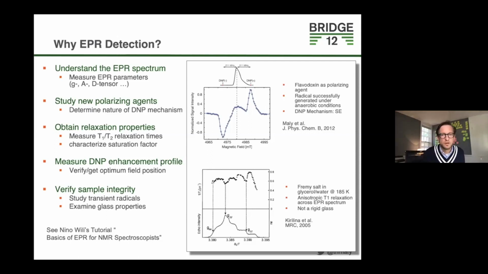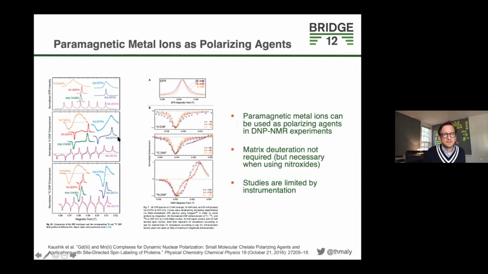And also, if you look at paramagnetic metal ions as polarizing agents, that's the work of Björn Corzilius and his lab. I mean, you see all these wonderful EPR spectra. These are all recorded at 140 gigahertz, but you see all these different polarizing agents.